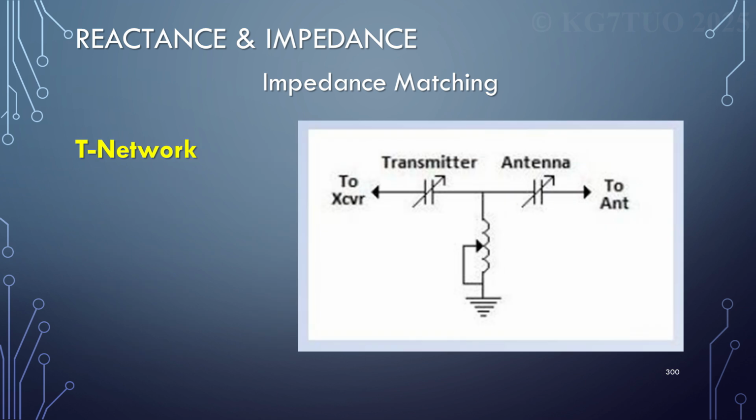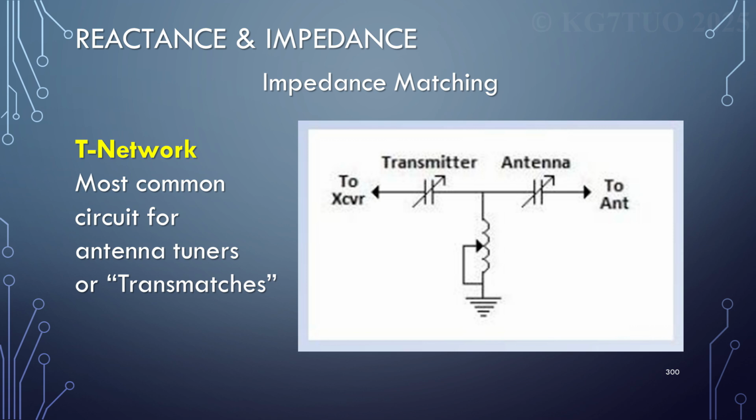Oh, T network. Could anybody figure out how you'd guess this was a T network? It's got two capacitors and an inductor, but I think this T thing gives it away there. T network. Most common circuit for antenna tuners or transmatches. So you got two capacitors, those air things. You twist those around to get the most noise, and then you play with the inductor until you get a little more noise. It's a transmatch.